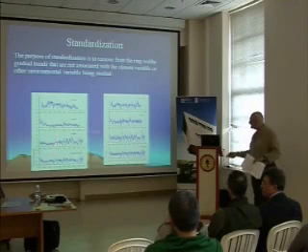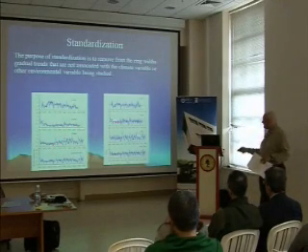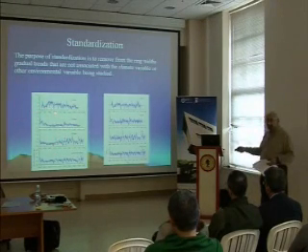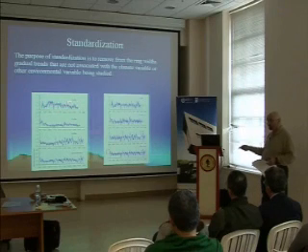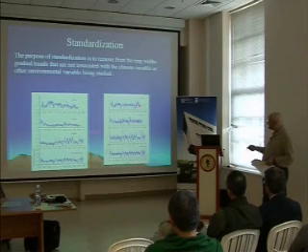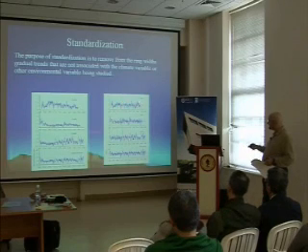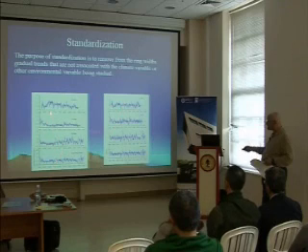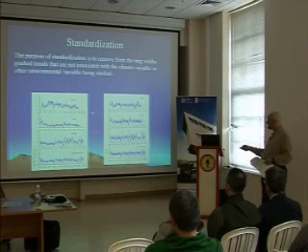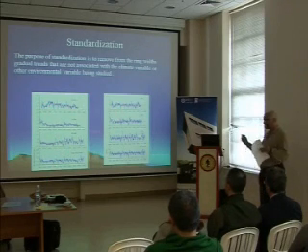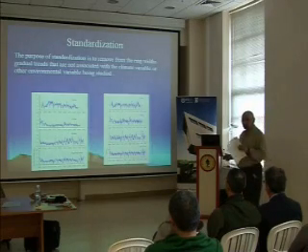At the same time, by fitting a curve to the ring width, you make the mean stable and the variance stable, the same variance. Then you can compare between trees, because the variance in this area is different from this area. So standardization takes care of all this business.